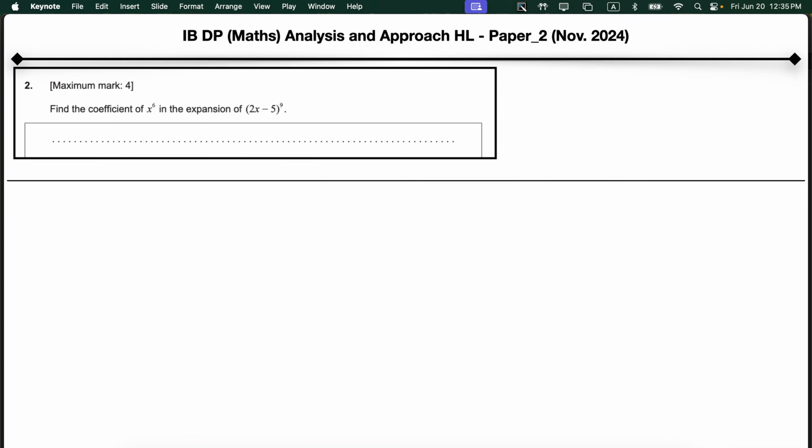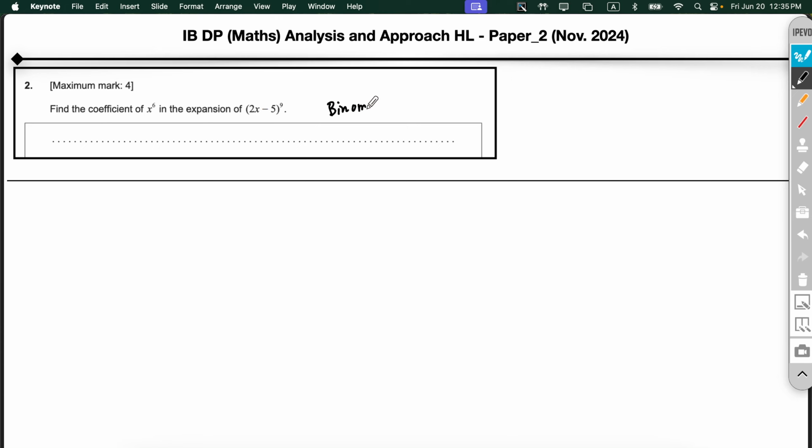Question number 2 asks to find the coefficient of x to the 6 in the expansion of (2x minus 5) to the power 9. So this is a classic application of the binomial theorem. We have to use the expansion for (a plus b) to the power n. So let's see the formula once.